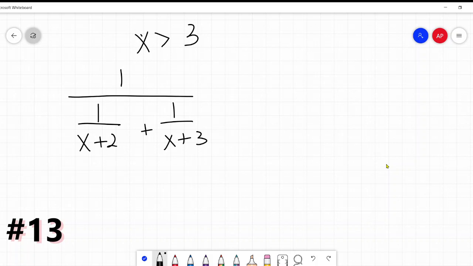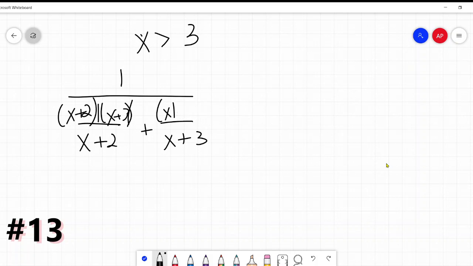So there needs to be something on top that will cancel out these on the bottom, but they don't match. I have an x plus 2 and an x plus 3. So I need to have an x plus 2 and an x plus 3 above both of these. My stylus is really not working well. It's making all these lines. I'm sorry about that. I need to have it on both of them in order to cancel it out.